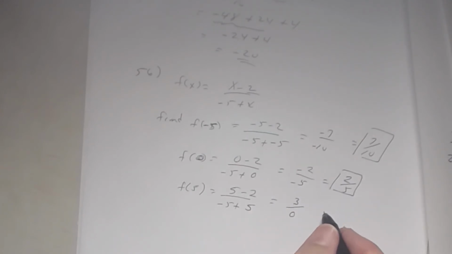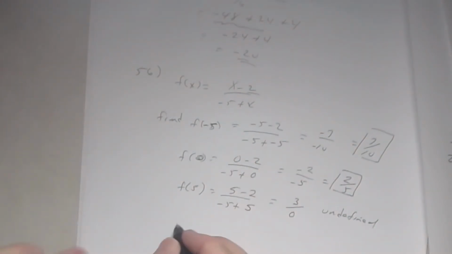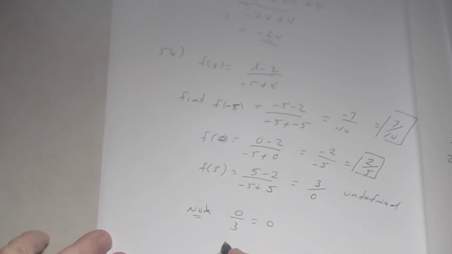What is 3 divided by 0? That's undefined. Some of you said 0. 0 divided by 3 is 0, but 3 divided by 0 is undefined. You can't divide by 0.